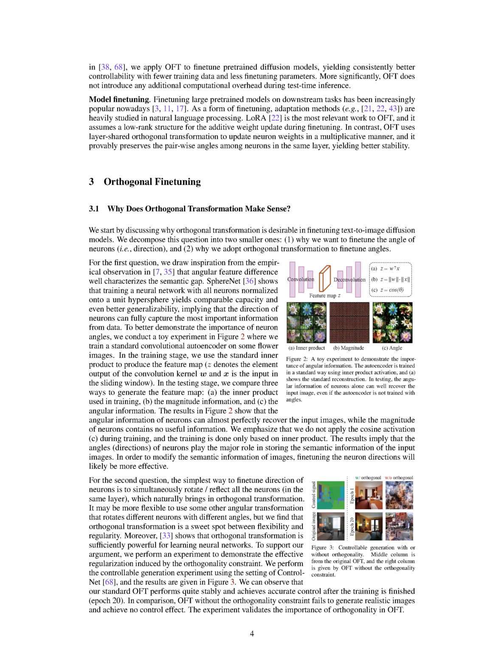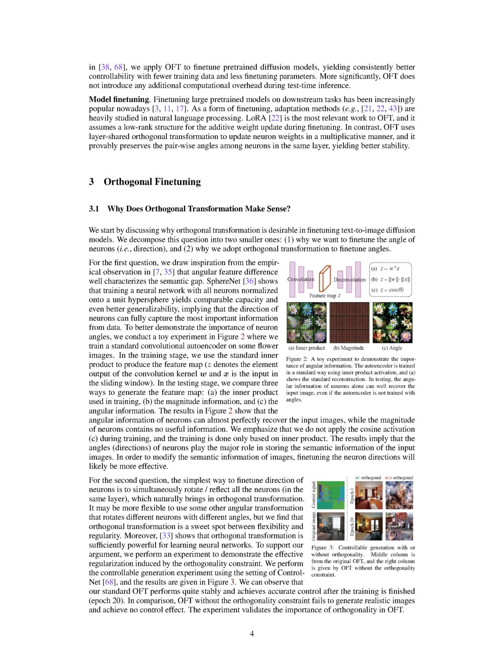While it might be more flexible to use another angular transformation that rotates different neurons at different angles, we find that orthogonal transformation offers a good balance between flexibility and regularity. Furthermore, previous research has shown that orthogonal transformation is sufficiently powerful for training neural networks. To back up our argument, we conduct an experiment to demonstrate the effective regularization induced by the orthogonality constraint.